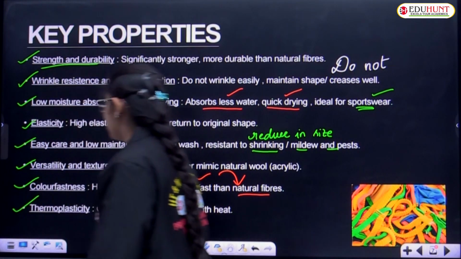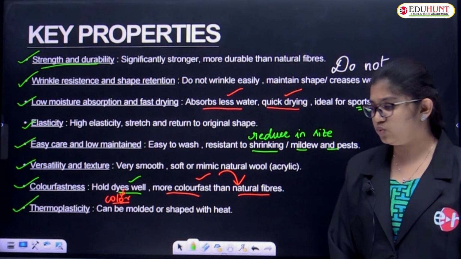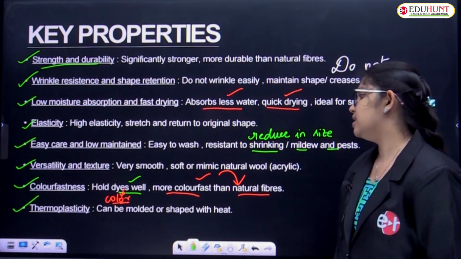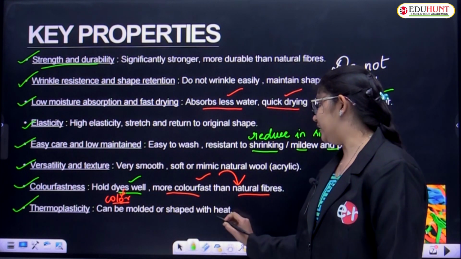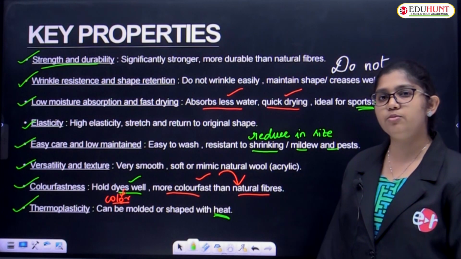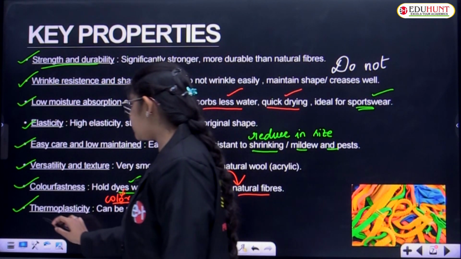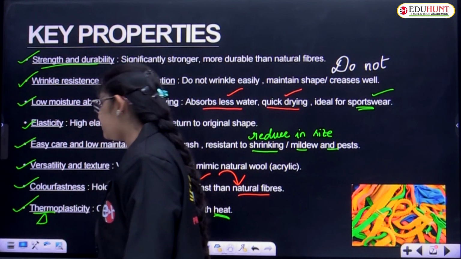Now, the last property is all about thermoplasticity. What is this, children? What is thermoplasticity? We'll see. They can be molded or shaped with heat. What is the meaning of thermo, children? Thermo means heat, right? Thermo means heat. That is the heat symbol.